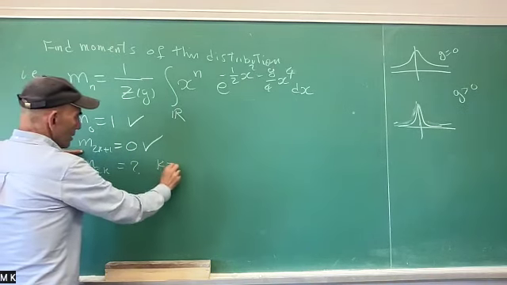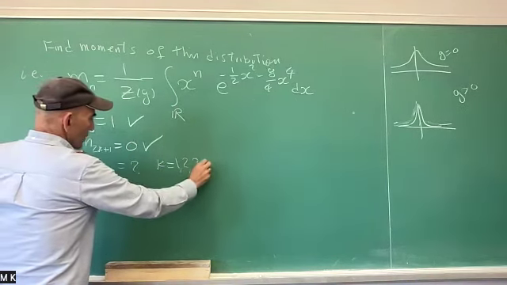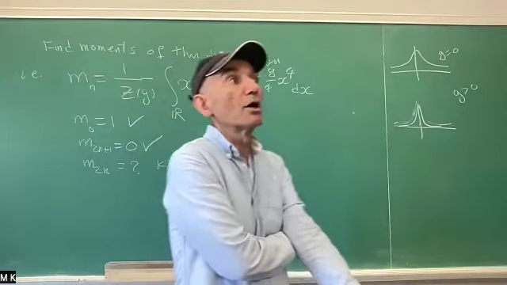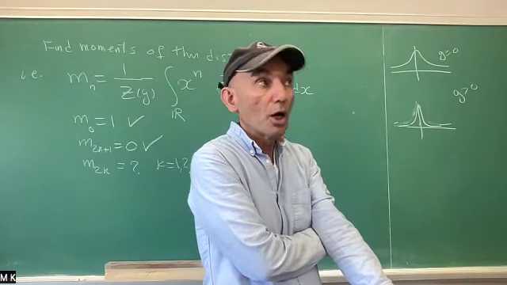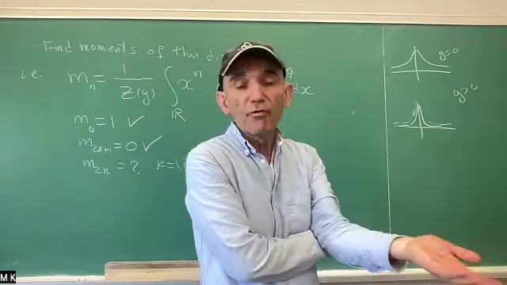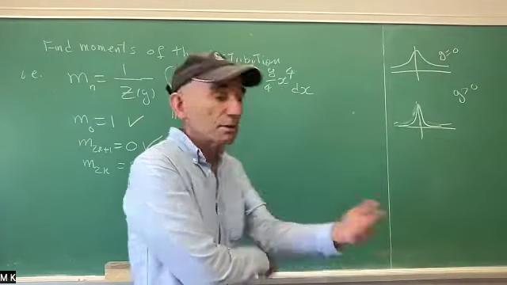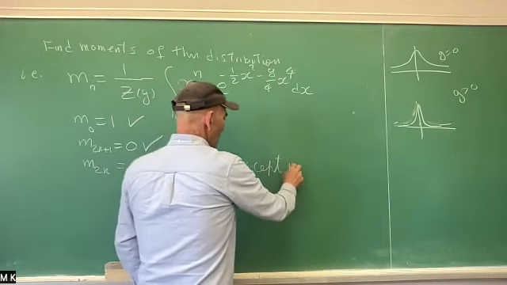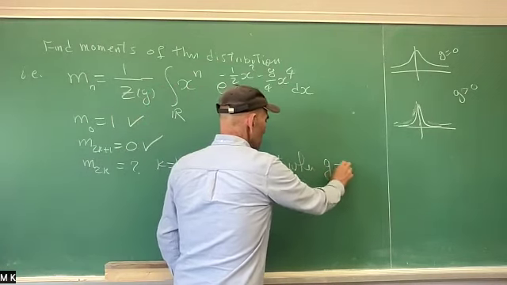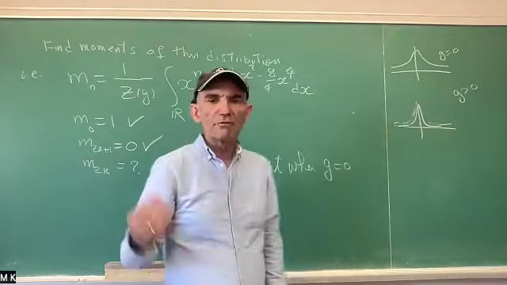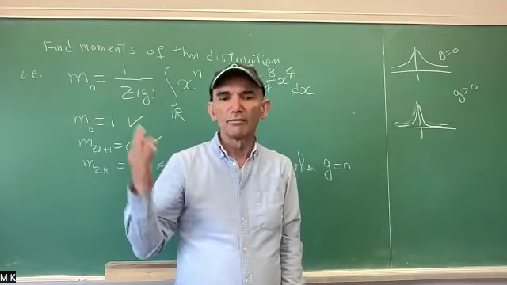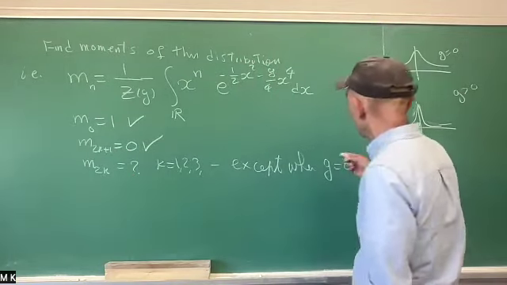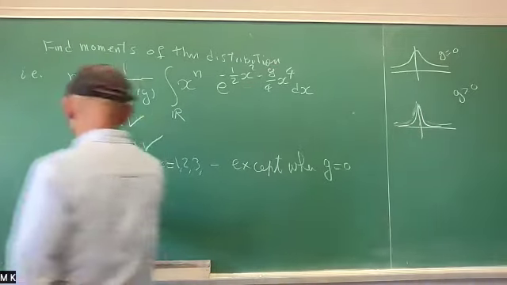For k equal to 1, 2, 3, all higher even moments are unknown to us, except in one case, where g is equal to 0. Do you remember the even moments of the Gaussian? At g equal to 0, we have the Gaussian, right? So do you remember the moments of the Gaussian? In other words, the following thing.